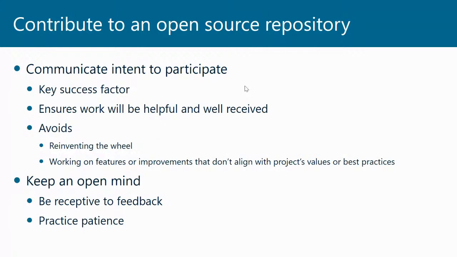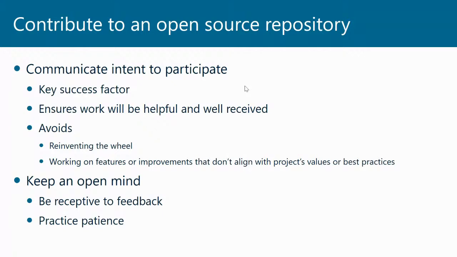Once you have figured out how to find an appropriate open source project to which you want to contribute, and you have figured out what an appropriate issue might be, the next step is to communicate your intent to participate. This is a key success factor in making a contribution to an open source project, because it ensures that your work will be helpful in the first place. You certainly don't want to reinvent the wheel, like I mentioned a moment ago. You wouldn't want to spend a whole bunch of time trying to figure out how to fix an issue that somebody else has already fixed.